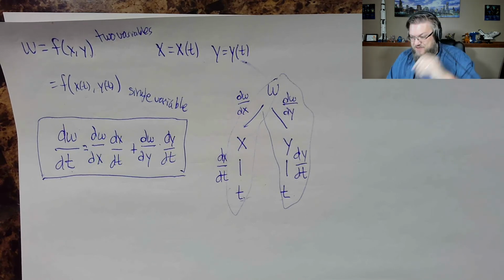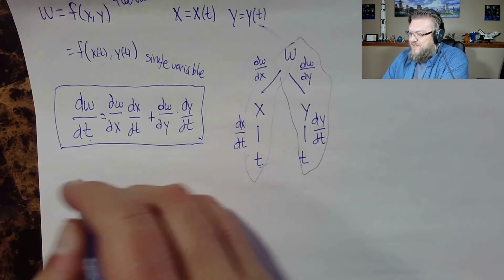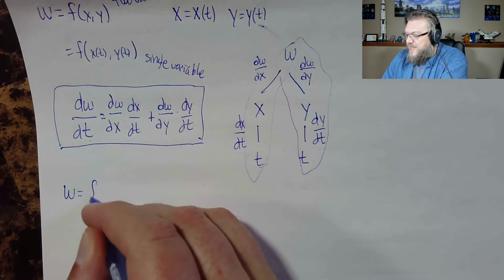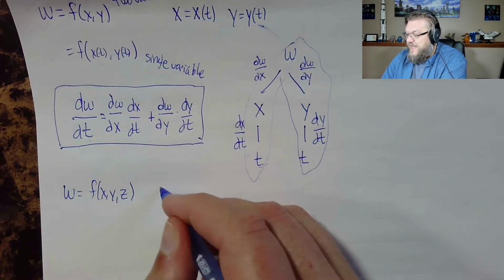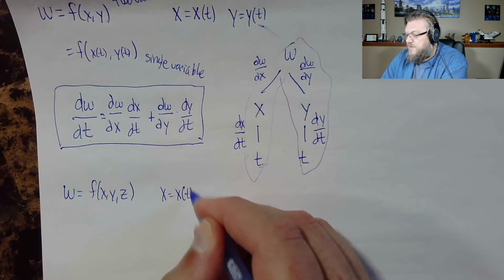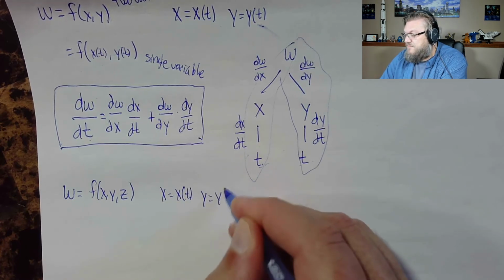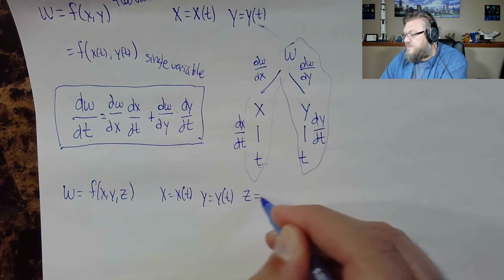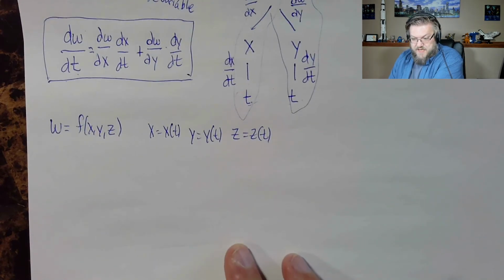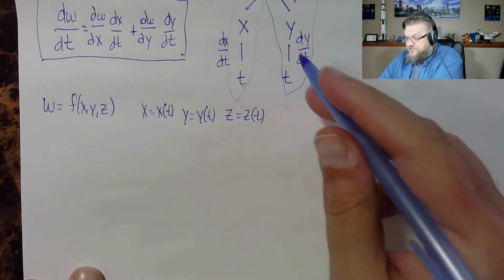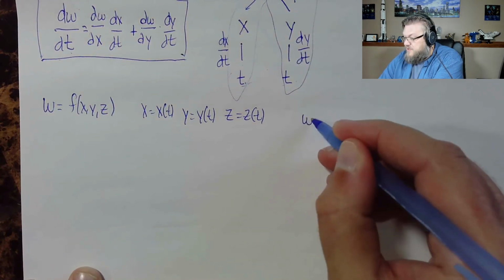Let me do another example here. What if I had a function like this? What if I had w equals f of x, y, and z, and then x is a function of time, y is a function of time, and z is a function of time. Okay? So in this case, my graph, my tree diagram, would look like this.